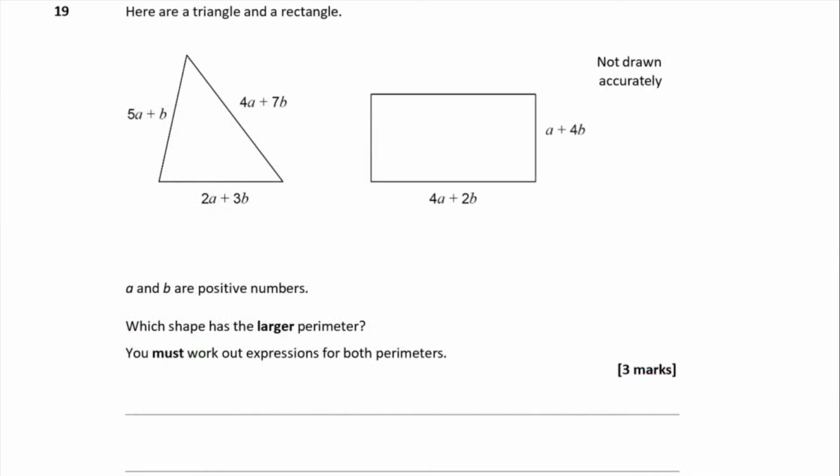Question 19, here are a triangle and a rectangle. A and B are positive numbers. Which shape has the larger perimeter? You must work out expressions for both perimeters.